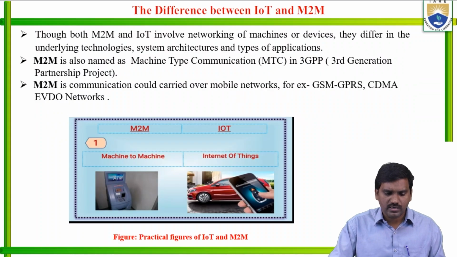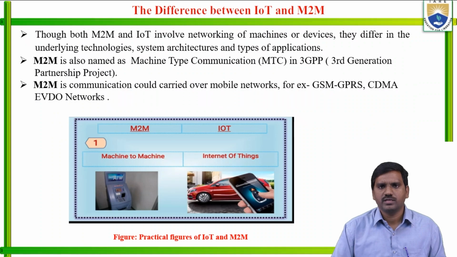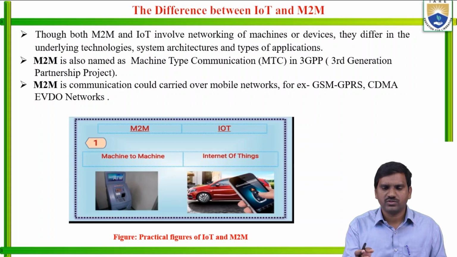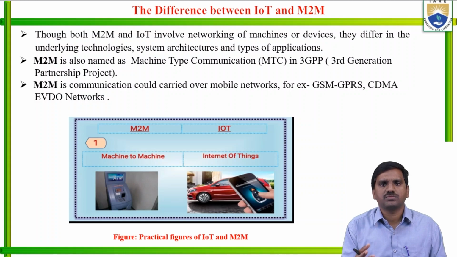The next one: what are the main differences between IoT and M2M? The previous topics were the requirements, the applications, and the architecture and components of M2M. Now the main topic is the difference between IoT and M2M. Both M2M and IoT involve networking of machines or devices. They differ in the underlying technologies, system architecture, and types of application.